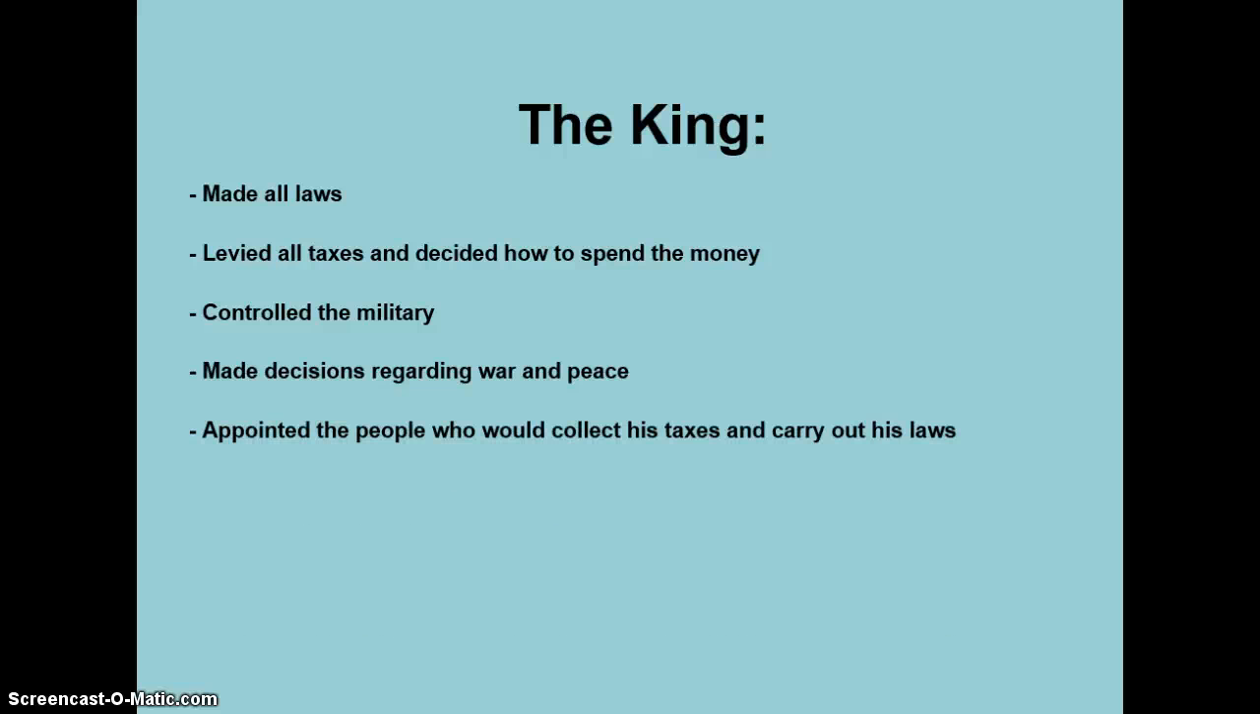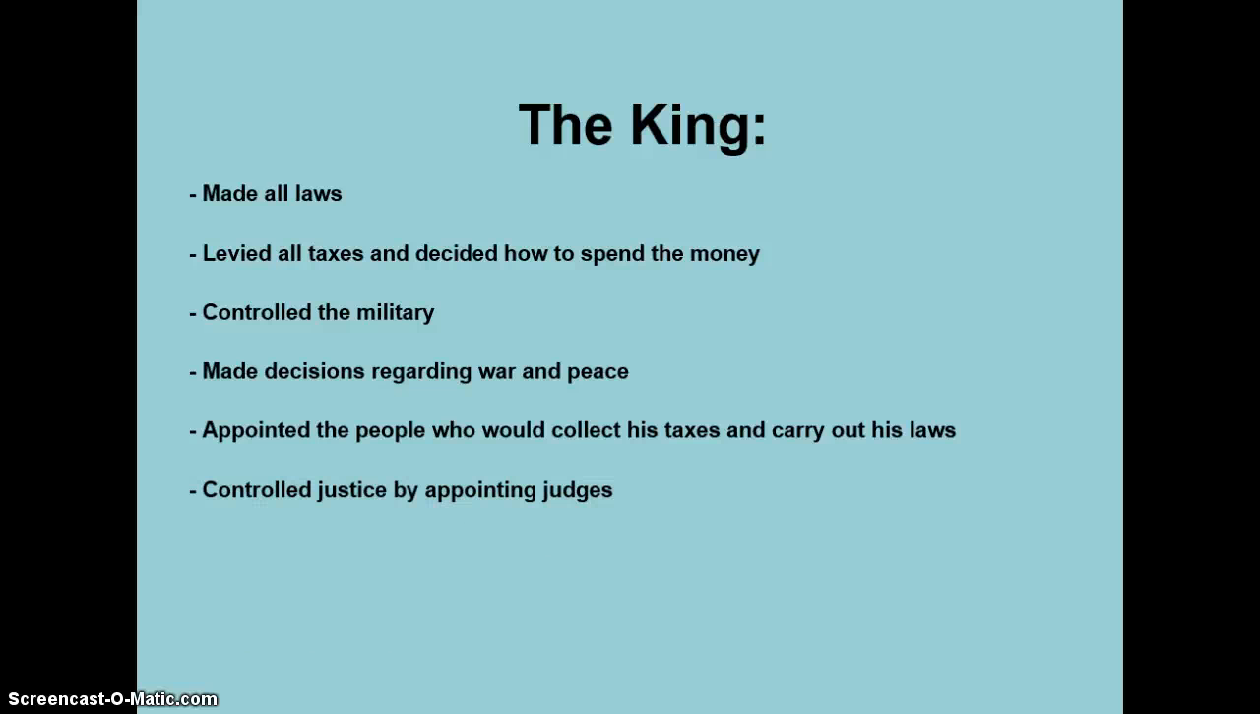He appointed all people, particularly those people who would collect taxes and carry out his laws. So he was quite influential, because those individuals who did collect taxes and carried out laws were actually able to become rich at the behest of the king's decisions, and when taxes were collected, always seemed to be able to keep a portion of the taxes for themselves.